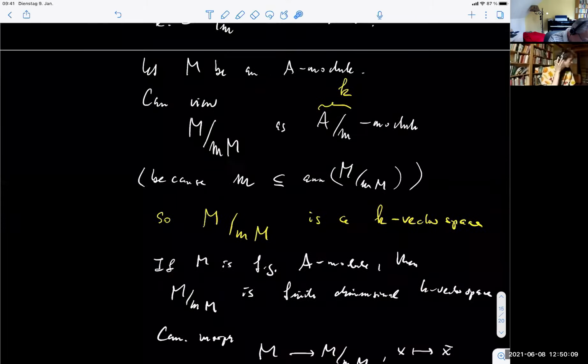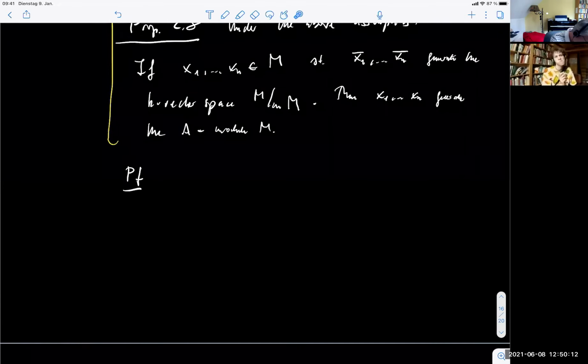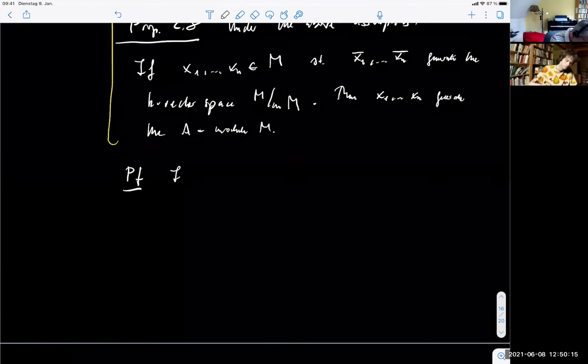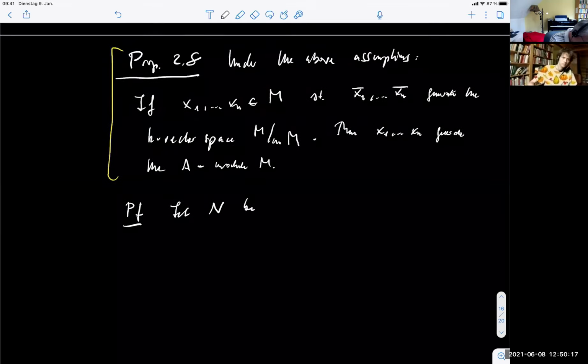Right. So let me do it. Let N be the submodule generated by x1 up to xn. So I have the submodule N, and I want to prove N equals M. Then I claim we really have, maybe I write it this way, M is the sum of N plus mM.